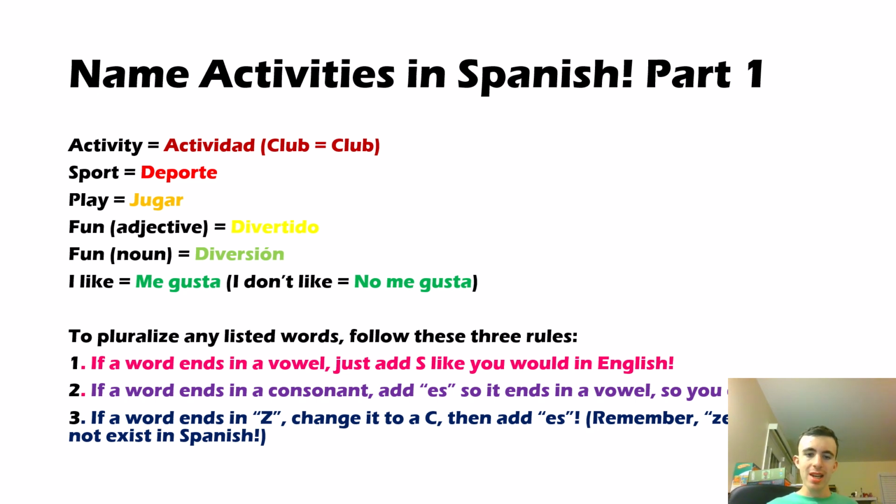But here's where it gets a little tricky. If a word ends in Z, change it to a C, then add ES. The reason simply being that ZE will never be encountered in Spanish. It's kind of similar to how in English when a word has an F at the end, for example, life, you change it to a V before adding S. For example, life and lives. It's kind of the same thing in Spanish, but with Z's.